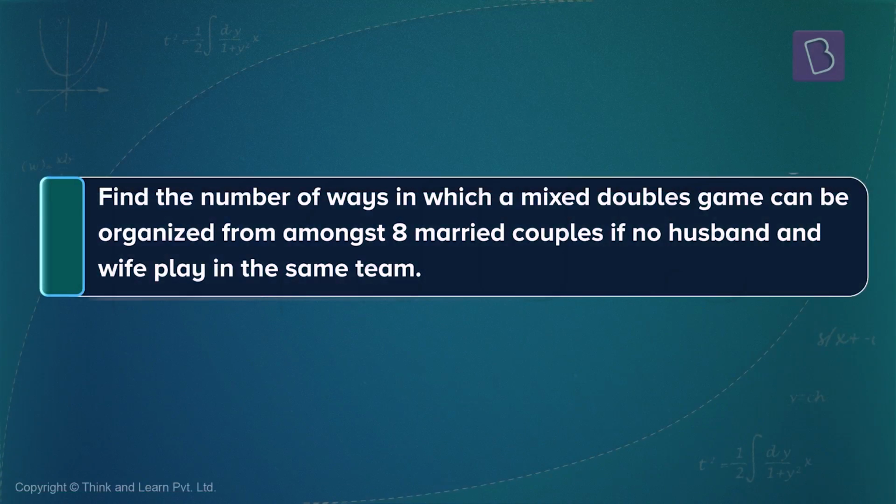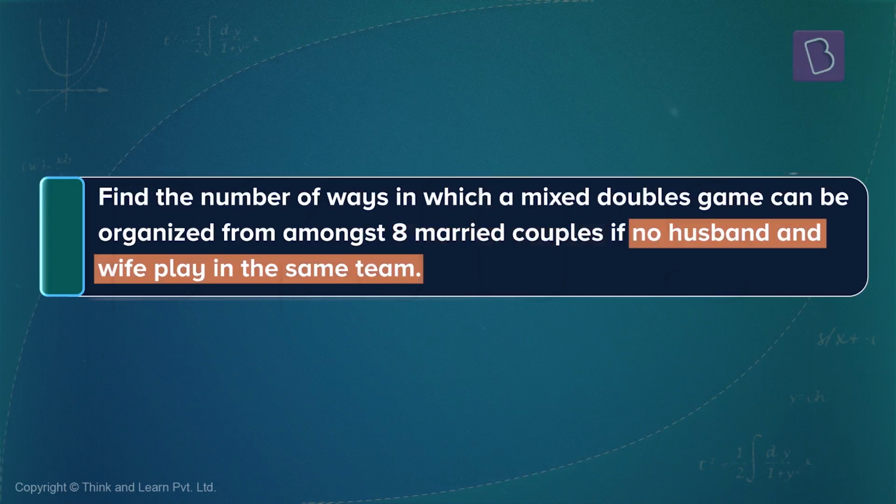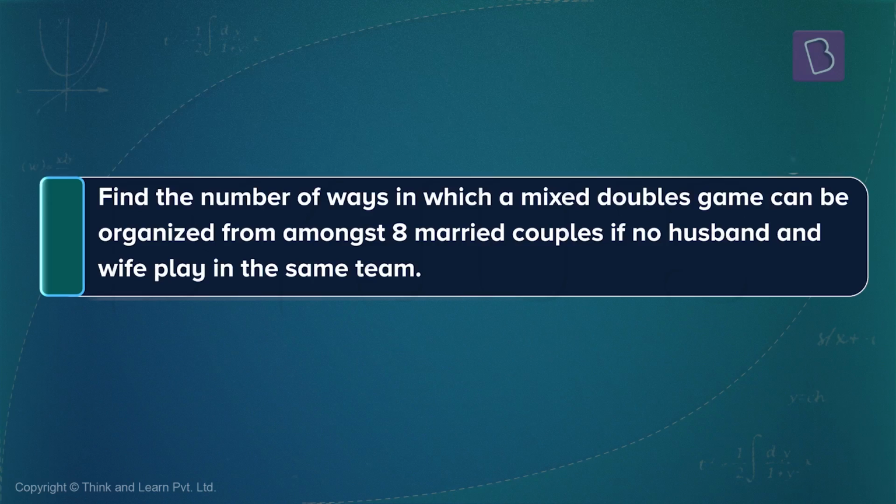Now, this is a fun question because we are going to consider a mixed double competition. So in this mixed double game, we have to arrange 8 couples, but every time they have to be chosen in such a way that a husband and a wife is never in the same team. So a mixed double tournament for which 8 couples are available to choose from, such that no husband and wife are in the same team. So in how many ways can we do this is the objective of this question.